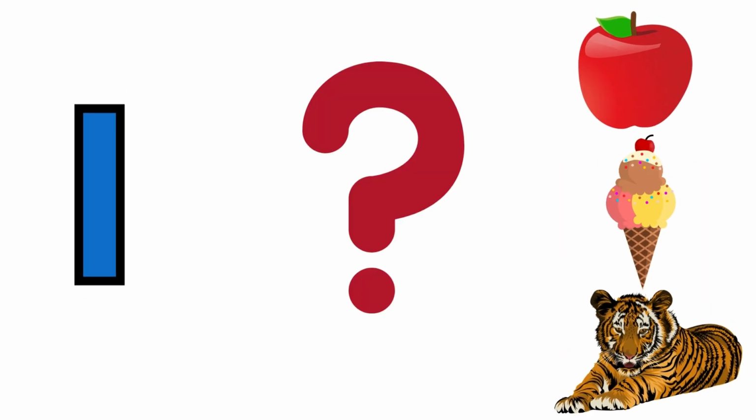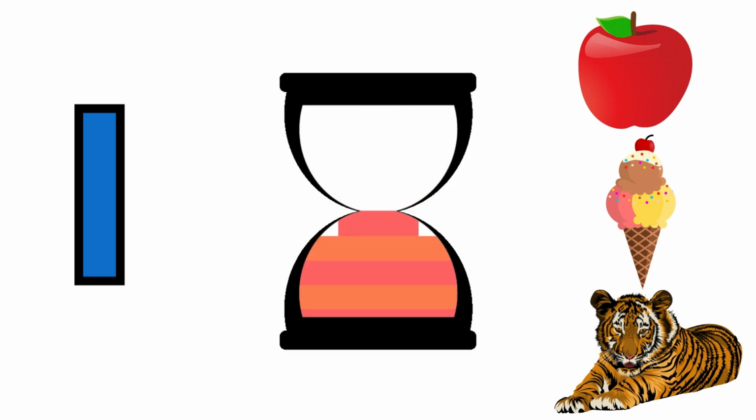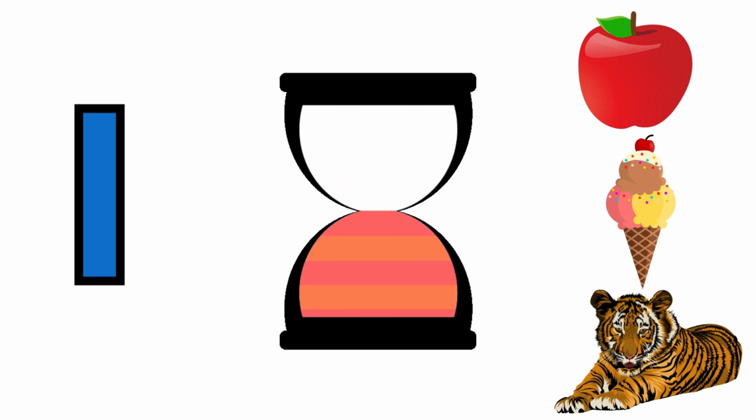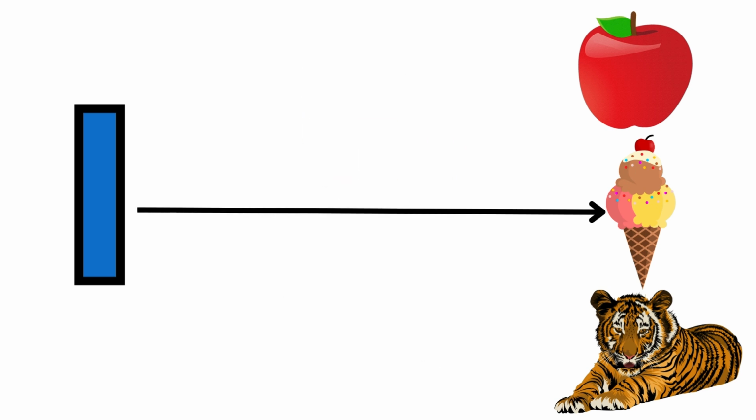Next is the letter I. Which picture starts with I? Is it the apple, the ice cream, or the tiger? Yes, I is for ice cream. Amazing!